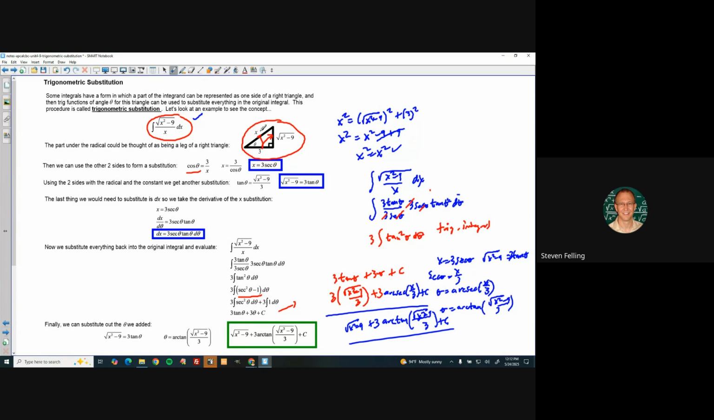It involves making a triangle where you place the square root, the radical part, as either a leg or the hypotenuse in some cases, on the side, figure out the other two sides, pair up the constant with both of the other sides to form two trig ratios, solve one of them for x and one for the radical. The one that's the x you take the derivative of to get the dx, and then you substitute x, dx, and the radical back into the original integral to get a trig integral. And then you do whatever you need to do to solve that trig integral, and then you use the triangle to resubstitute the theta back in terms of the original variable. That is a lot of work.